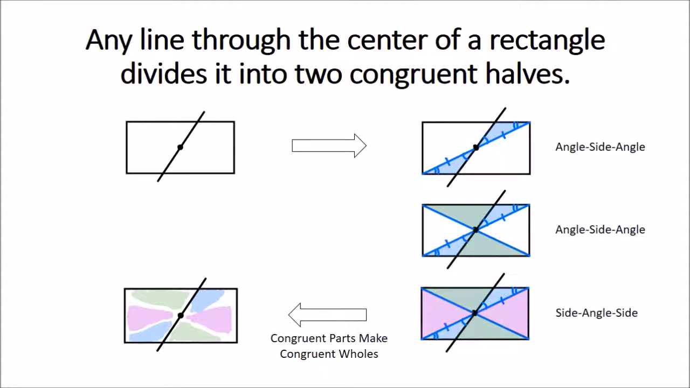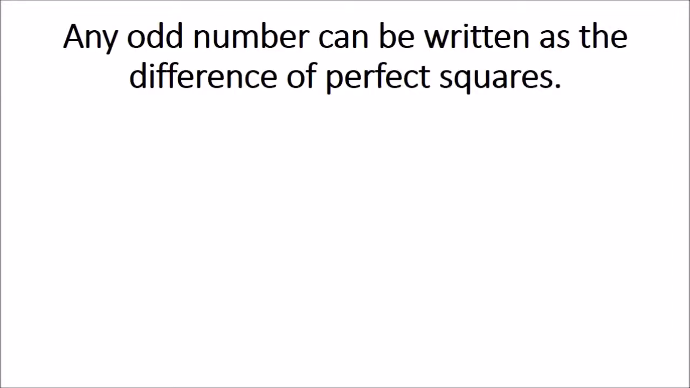I want to quickly talk through another justification, but this time with numbers and some algebraic symbols instead of geometry, just to give us another one that we can talk about later. So let's say this claim: any odd number can be written as the difference of perfect squares. Let's start with an odd number, and because it's odd, we can write it as 2 times an integer plus 1. Any odd number by definition can be written that way.